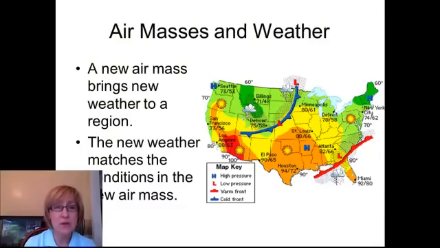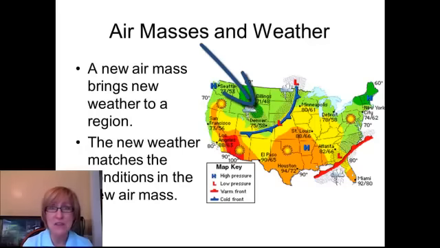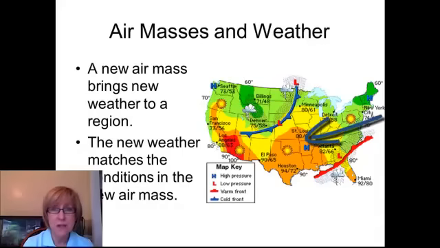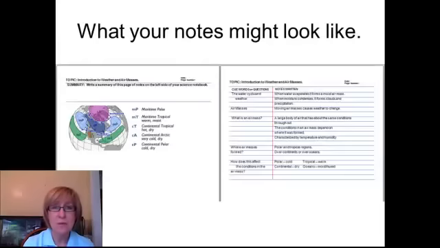An air mass brings the new weather into a region. So we can see from this picture of the United States, this is a weather map that actually happened. The blue and the red lines are showing the frontal boundaries. So behind that blue line, say in the middle of the United States, you can see that the weather is cool and rainy. In front of that blue line, which shows the frontal boundary, is a different air mass, and that one is a lot warmer and it's dry. There's no rain, it's just clear skies. So the new weather in an area matches the conditions in the air mass that is coming through.